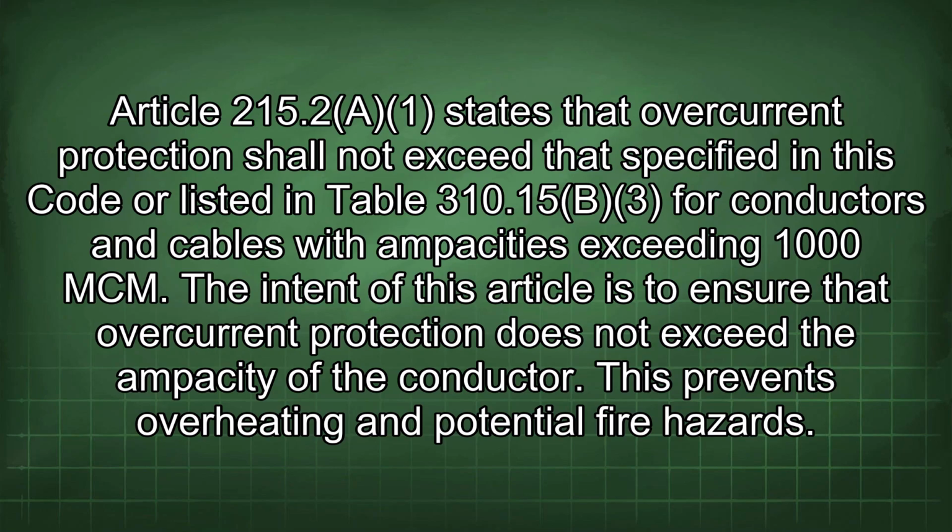Article 215.2(a) states that overcurrent protection shall not exceed that specified in this code or listed in Table 310.15(b)(3) for conductors and cables with ampacities exceeding 1000 MCM. The intent of this article is to ensure that overcurrent protection does not exceed the ampacity of the conductor. This prevents overheating and potential fire hazards.